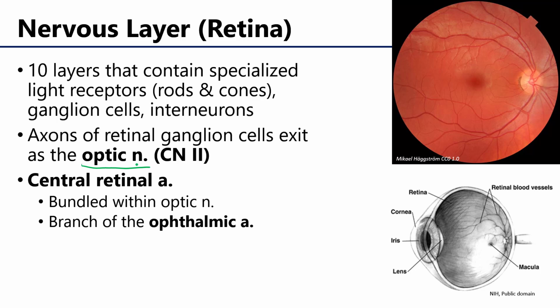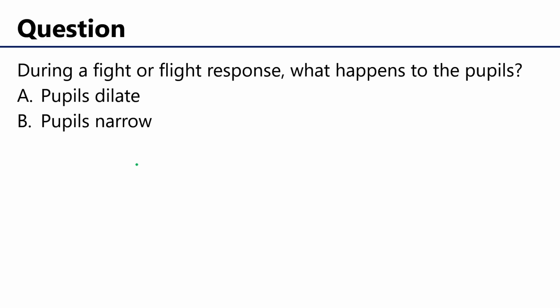Contained within the optic nerve is the central retinal artery, which is a branch of the ophthalmic artery. Both the optic nerve and the ophthalmic artery are going to be conducted through the optic canal of the sphenoid bone. So that's how they are transmitted between the cranial cavity and the orbit. And that leads us to the assessment question of this video, and that is, during a fight or flight response, what happens to the pupils? Do the pupils dilate or do they narrow?